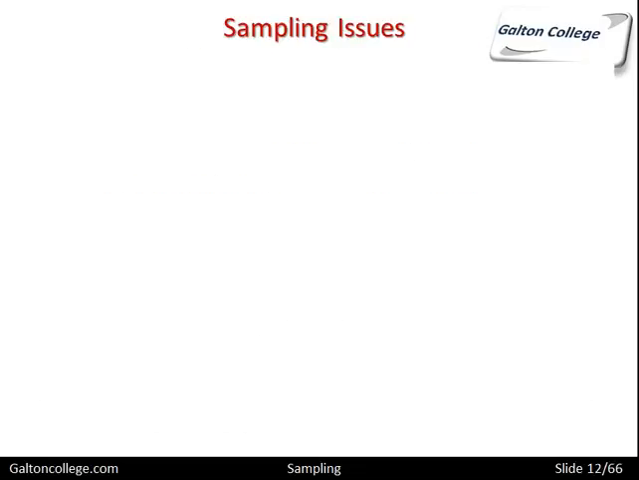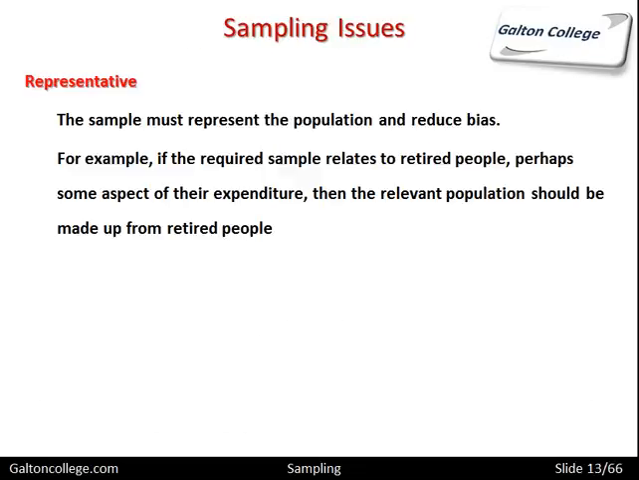Now let's go back to sampling issues. Well, first of all, the sample must be representative. A sample must represent the population and reduce bias. If we were doing an investigation into retired people, some aspect of, let's say, their expenditure, then the relevant population must be made up from retired people. That's the most efficient way of doing it.